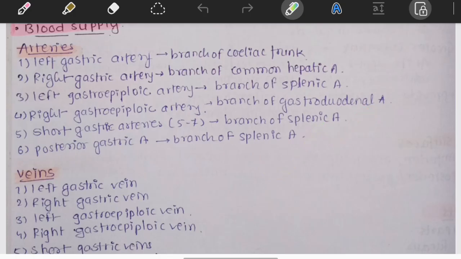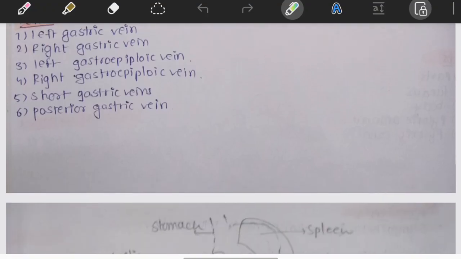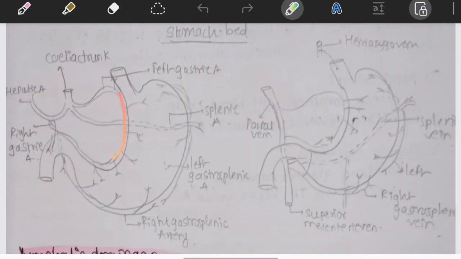Now notice the pattern. Along the lesser curvature, here in the diagram, there is the left gastric artery plus the right gastric artery, and along the greater curvature the left gastroepiploic artery and the right gastroepiploic artery. And here is the venous drainage.